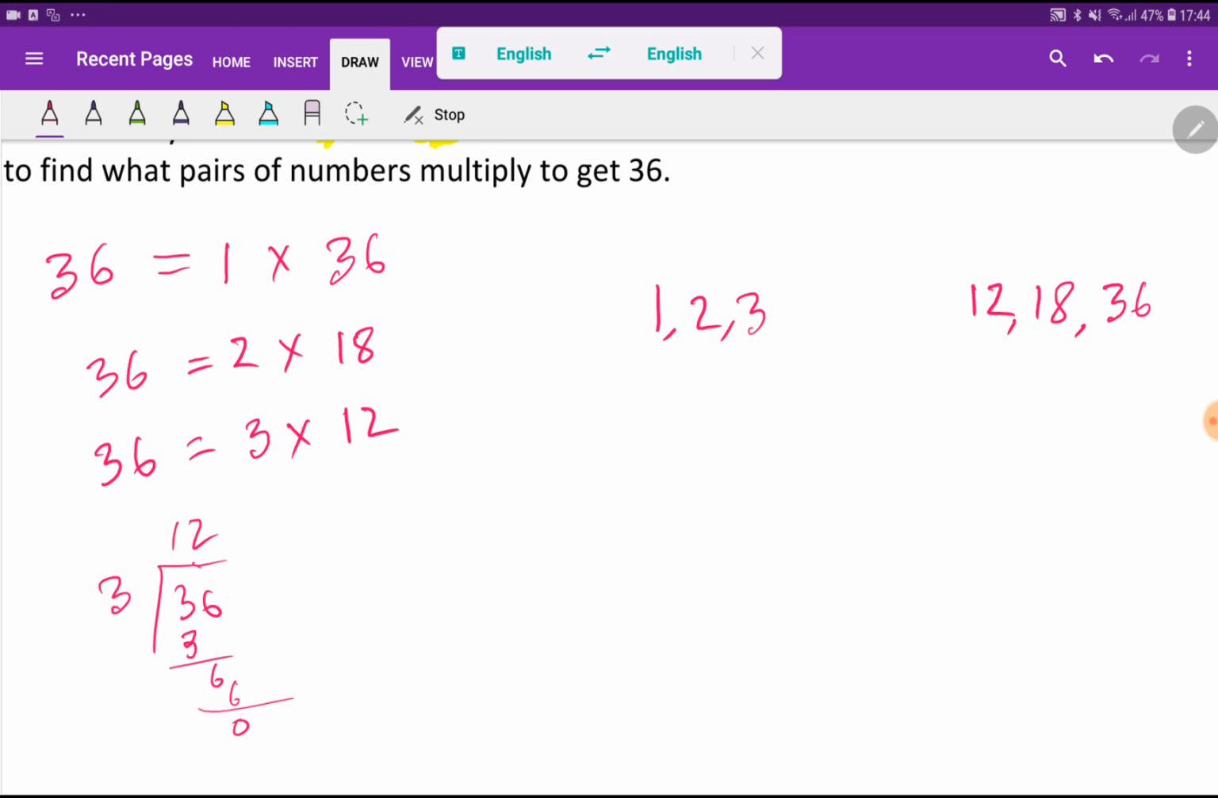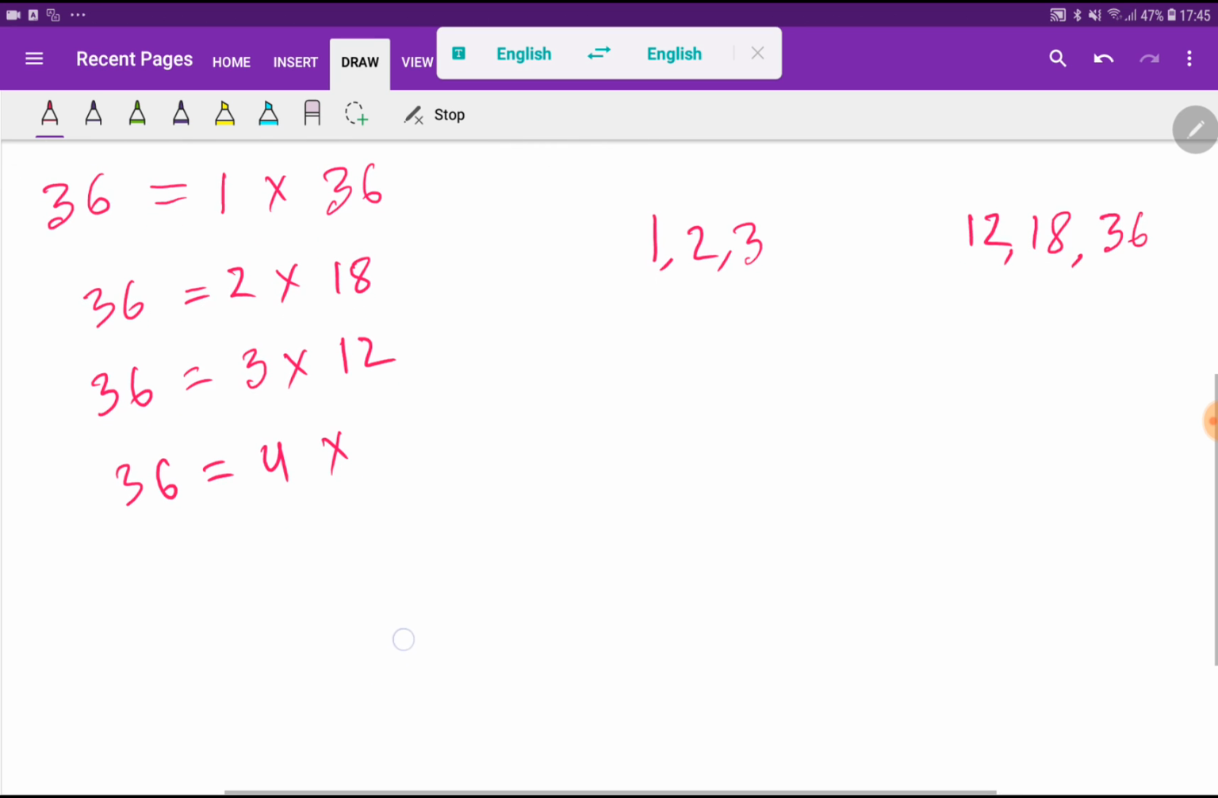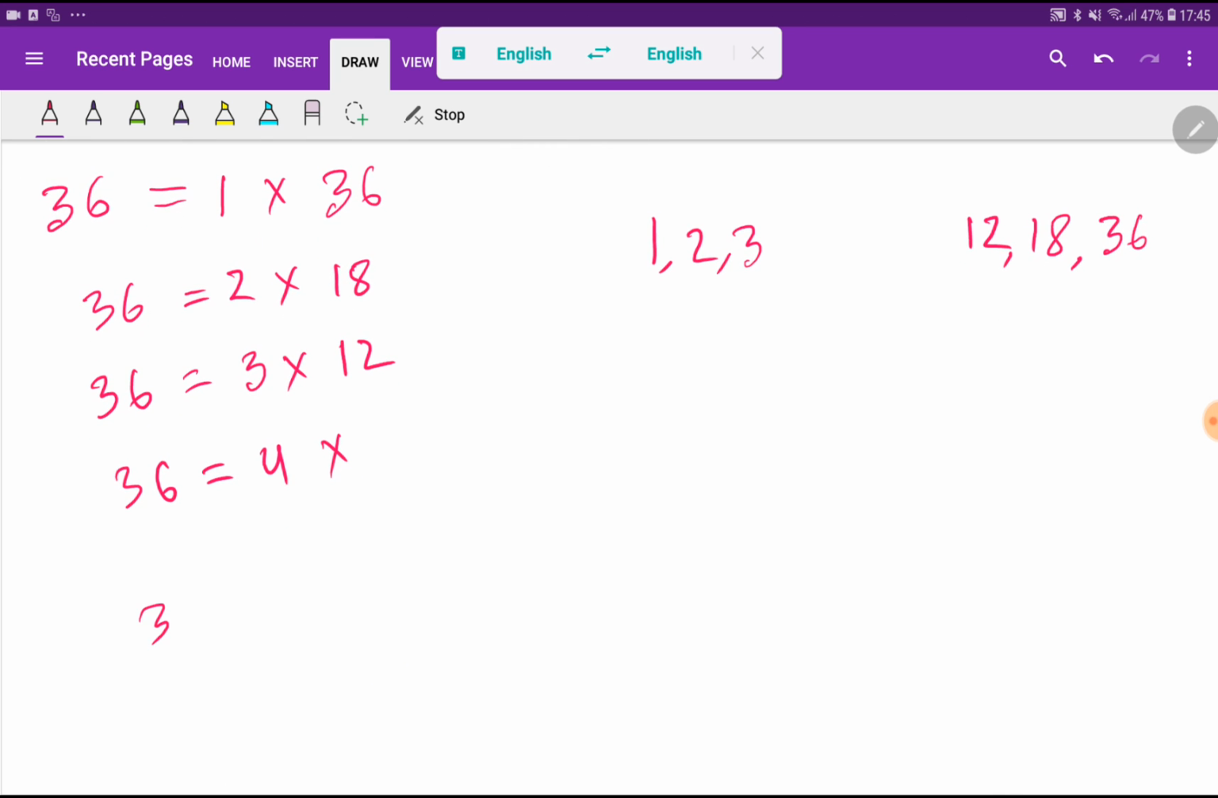This is the right process to find out factors. Many people get confused with other methods, but this is the real method, right? Now I have to take 4 and check. If I take 4, then what will come here? Is 36 divisible by 4 or not?